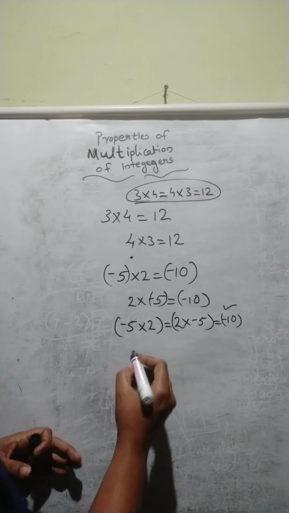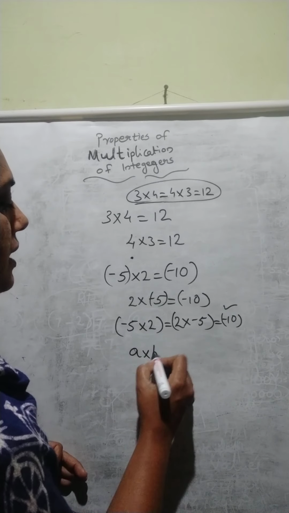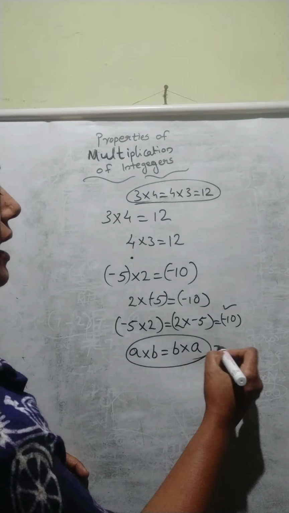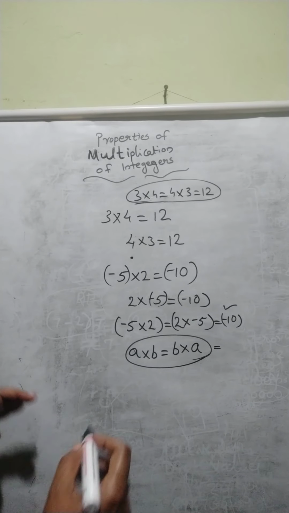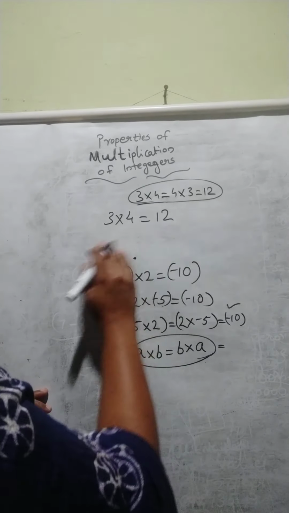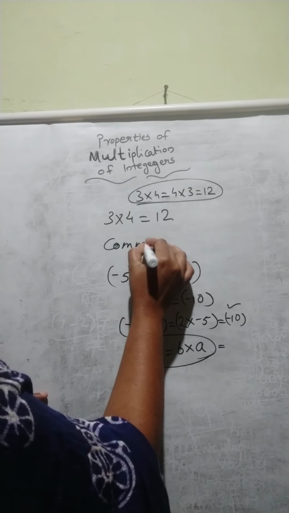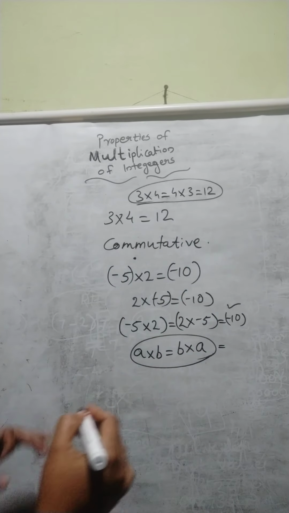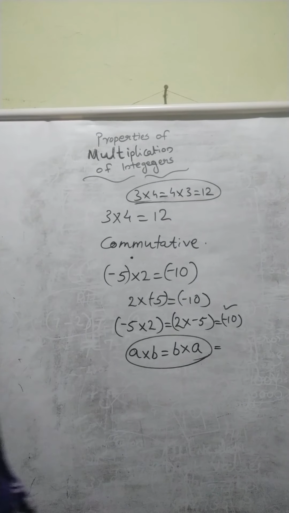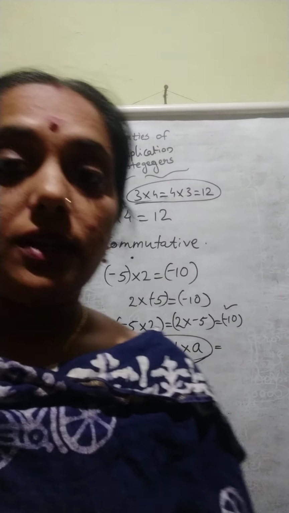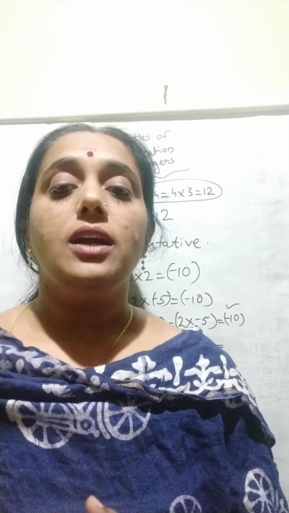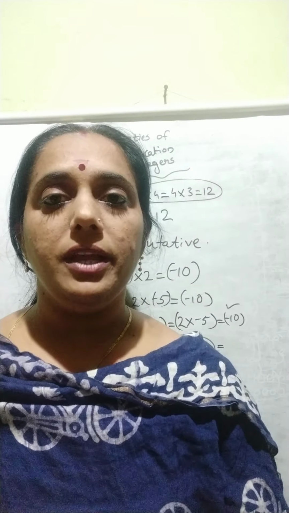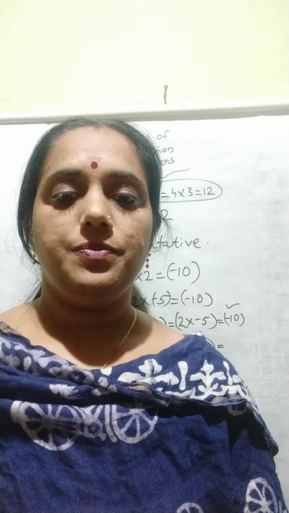So we can say a multiplied by b is equal to b multiplied by a. We will get the same answer itself. So we can say commutative property holds under multiplication of integers. Clear? So we can say commutative property is satisfied in case of the multiplication of integers.